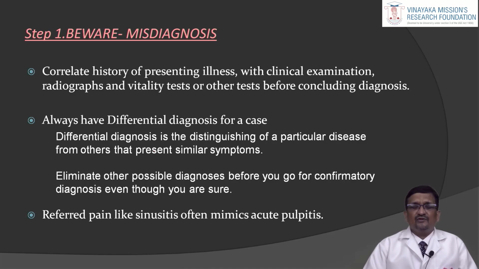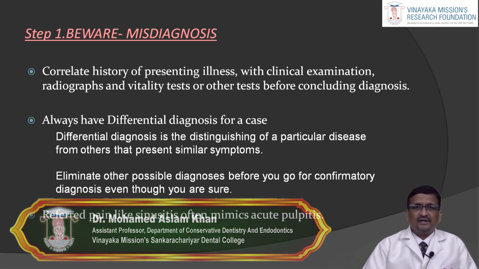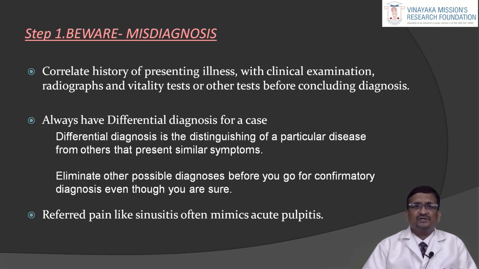So first thing I want to tell you about is step 1, beware about misdiagnosis. Okay, so always correlate history of present illness with clinical examination, radiograph and vitality test or other tests before concluding diagnosis. If you are not sure, reassess, go back to your table, take different radiographs. Now you have CBCT, you can do that, and just don't rely on technology. Go back to history, ask patients small questions, lead them to your diagnosis. Okay, next, referred pain like sinusitis often mimics acute pulpitis.